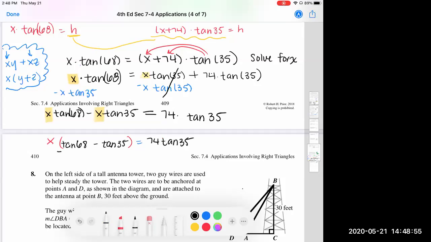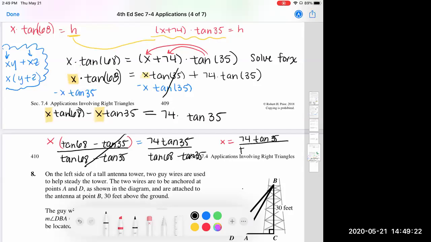Lastly, to get x by itself, let's divide both sides by that mess of tangent of 68 minus tangent of 35. And we're done. We're left with x is equal to, but we still have to punch into our calculator. We have 74 tangent 35 divided by tangent of 68 minus tangent of 35.